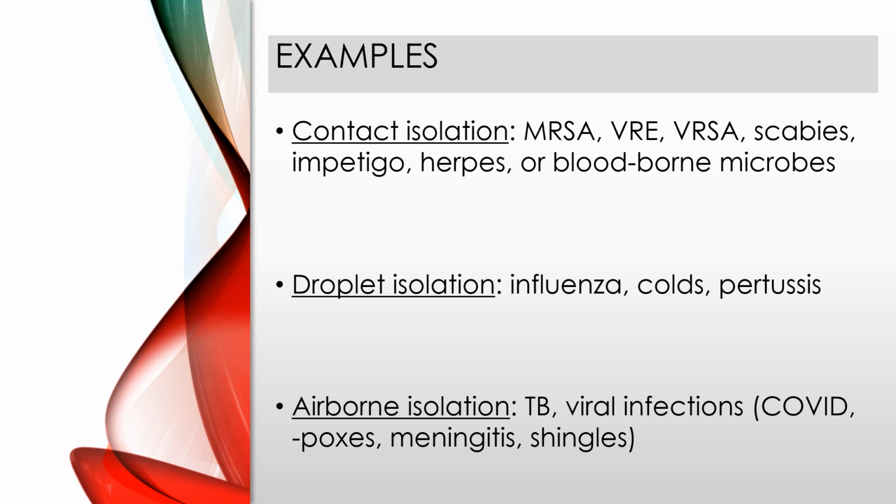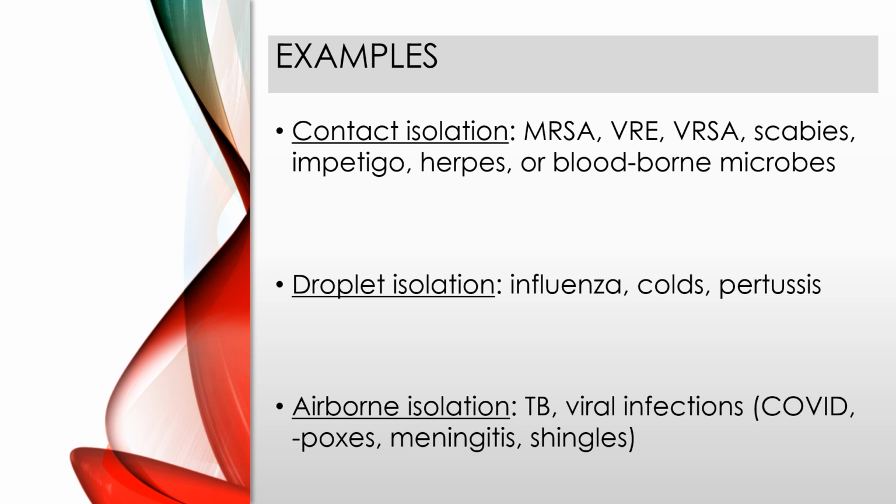And the examples for the contact isolation would be MRSA, which is methicillin resistant Staph aureus, VRE, which is vancomycin resistant Enterococcus, VRSA, which is vancomycin resistant Staph aureus, scabies, impetigo, herpes simplex virus, or blood-borne microbes. And if you come in contact with any of these microorganisms without sanitizing your hands, you can transfer it to someone else by either touching surfaces or the host as the patient.